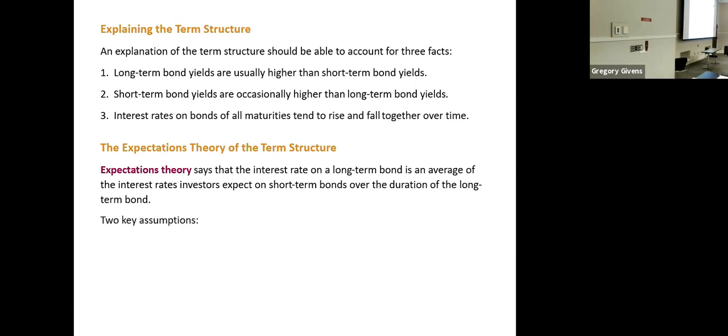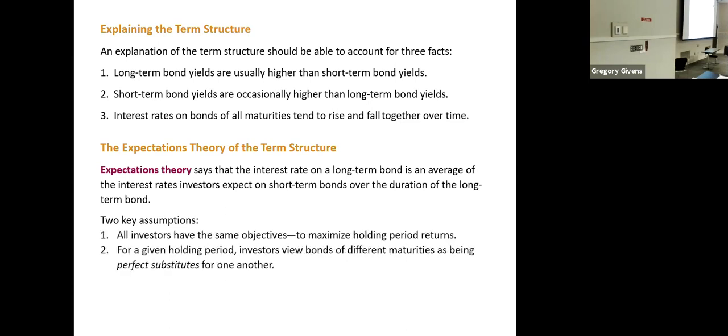But these are the 2 key assumptions that underlie the expectations theory that you really need to understand. You can't really understand what this model of the term structure is saying unless you trace it back to these 2 assumptions. Number 1, in this model of investor behavior, all investors essentially have the same objective, and that is they want to maximize their holding period returns. Now is that realistic? No. Investors don't necessarily want to maximize their expected returns because they care about other things like risk and liquidity. But for this simple model, we're just going to assume that investors want to maximize their holding period returns.